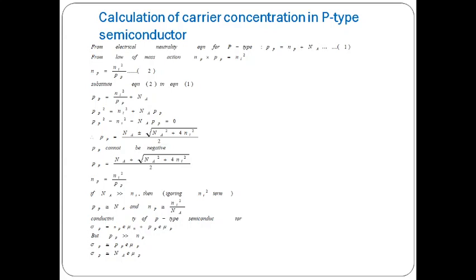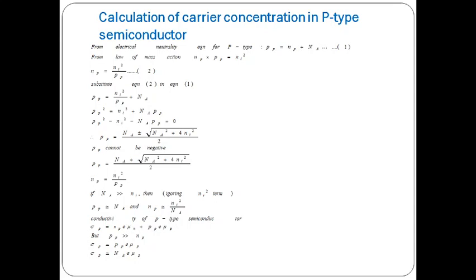Now carrier concentration in p-type semiconductor. From the law of electrical neutrality for p-type semiconductor, we can write Pp equals Np plus Na. Here Pp is the concentration of holes in p-type material, Np is the concentration of electrons in p-type material, and Na is the acceptor concentration. In this p-type material the donor concentration is 0, so we are considering that Nd equals 0. So Pp equals Np plus Na is equation number 1.